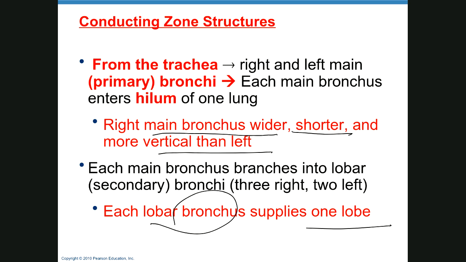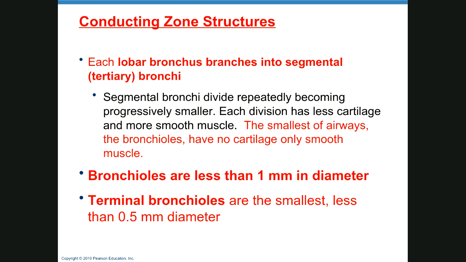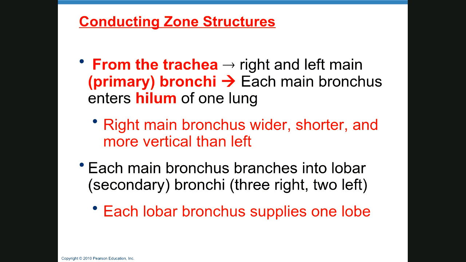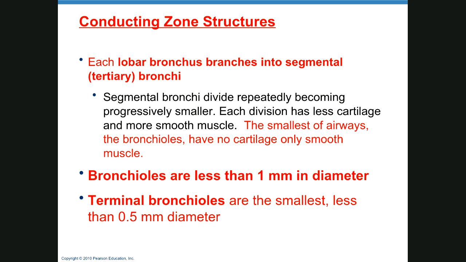Now we go into the secondary. Secondary bronchi is also called lower bronchi. So each lobar bronchus branches into segmental or tertiary bronchi. Let me go back here to the picture.